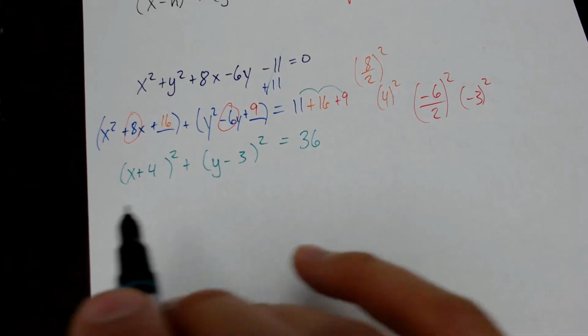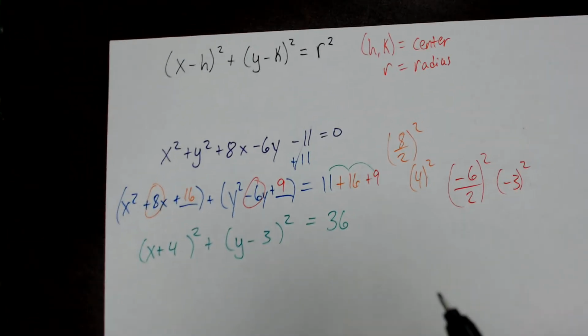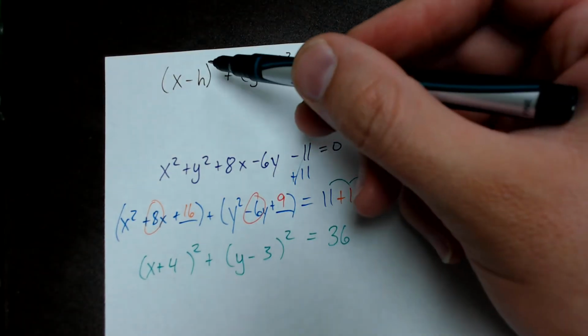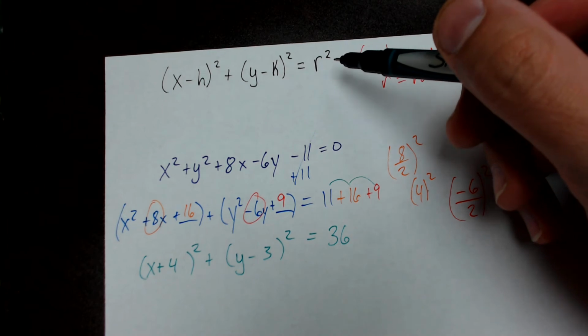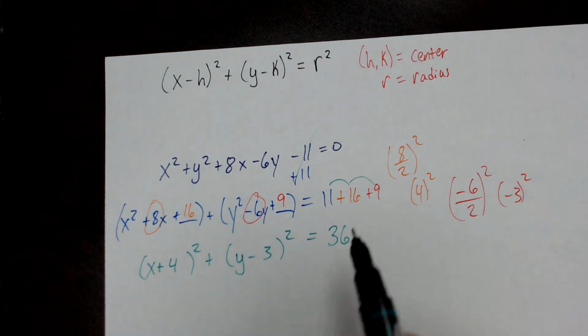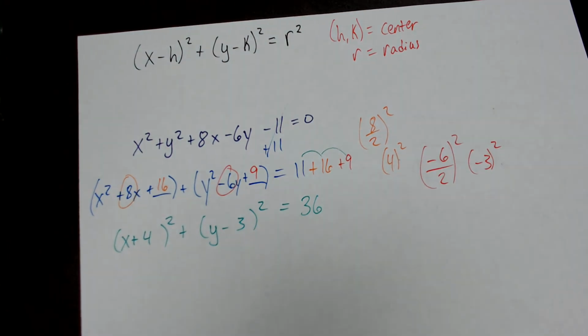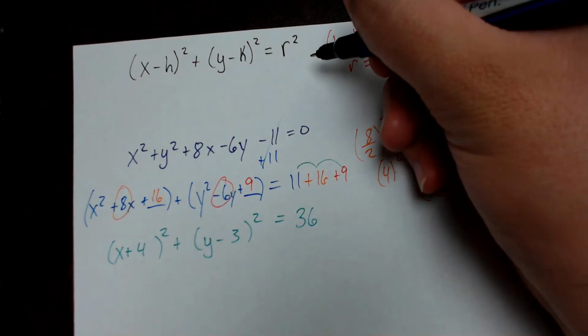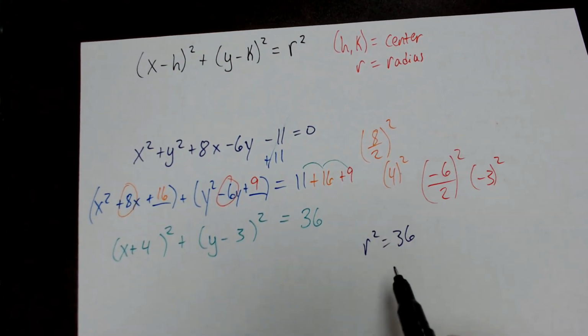Now, our equation is almost in standard form. The only problem here, so we've got the x minus h, we've got the squareds, we've got the y minus k, we've got the squareds. The only problem is we don't have the radius. So if radius squared, we can do this as a mini equation. If up here radius squared is equal to 36, then what is the radius equal to?